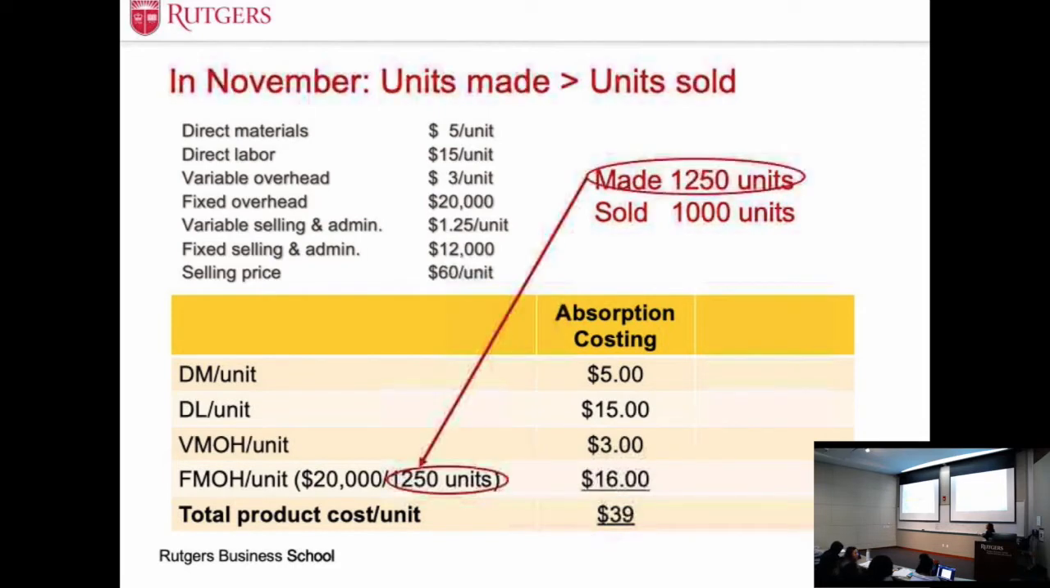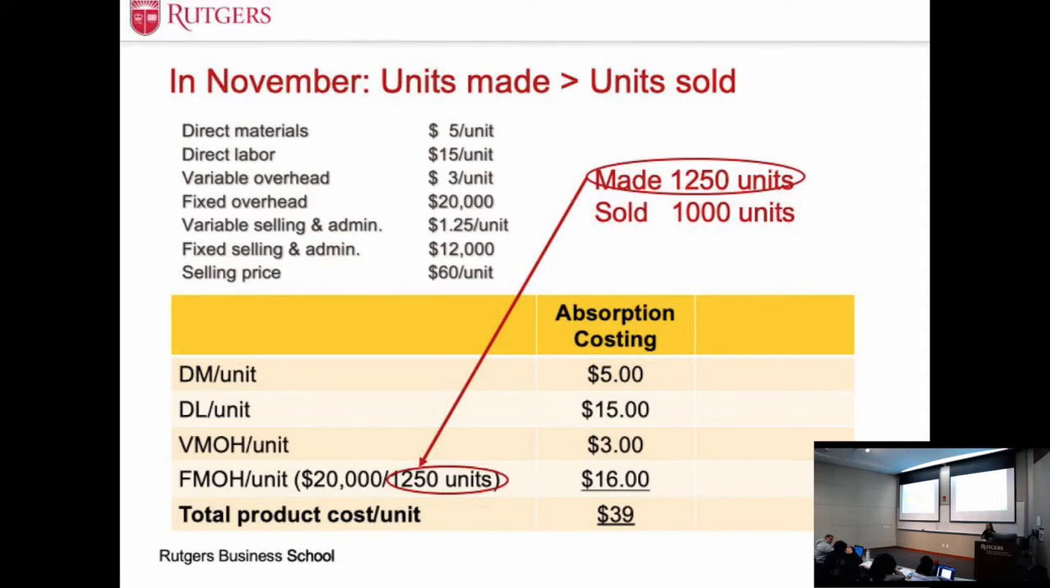So we need to divide the total fixed overhead by the amounts that we made, which is 1,250. Some people divide this total amount by 1,000. It's because you didn't know that you need to divide the total fixed overhead by the amount that you make, right? So here we need to divide that by 1,250. So we will have the unit fixed overhead as $16, right? And then we need to sum all the components up, and then the unit product cost is $39 for the absorption costing. Does that solve your concern?